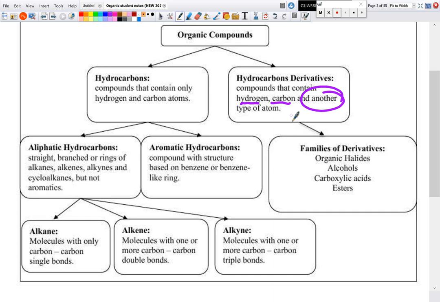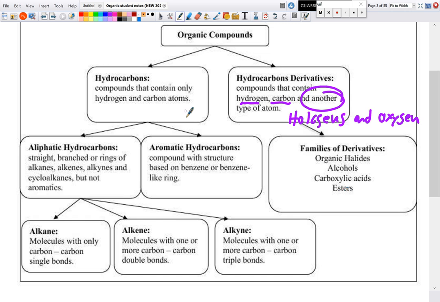So we're going to be looking at atoms that have halogens and oxygen. Now nitrogen, phosphorus, and sulfur show up in here, but we are not going to focus on those families. We're going to focus on the ones that have halogens and oxygen in there. The four main families of hydrocarbon derivatives we're going to deal with are our organic halides, our alcohols, our carboxylic acids, and our esters. So we'll look at how to name them and how to classify them as well. All right, but that's more later.